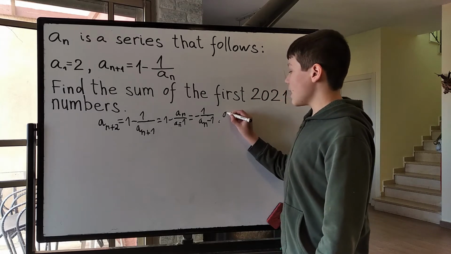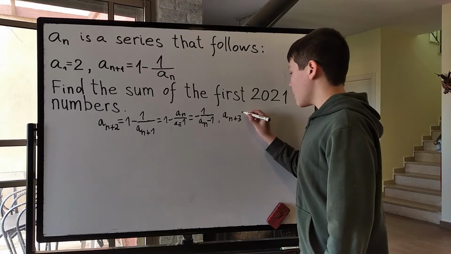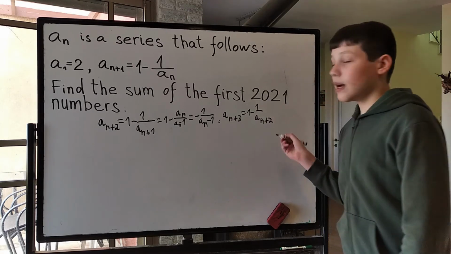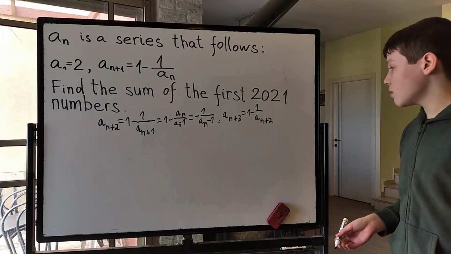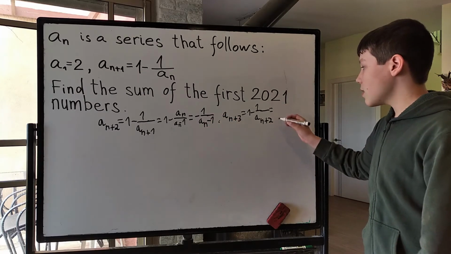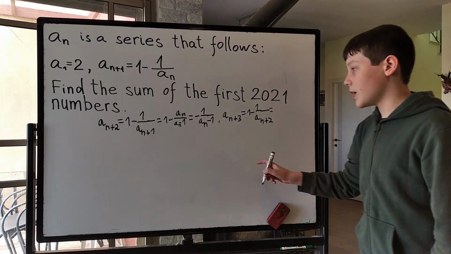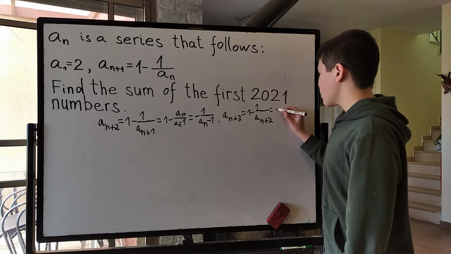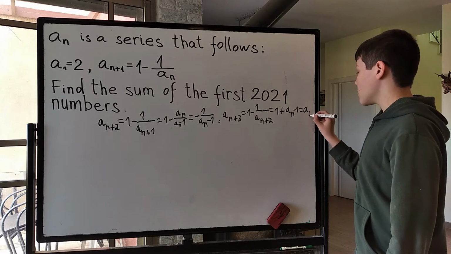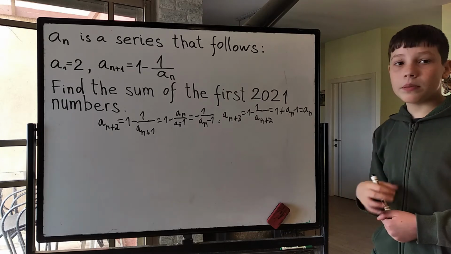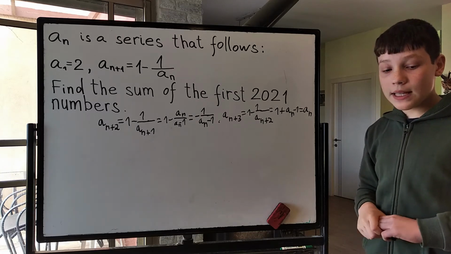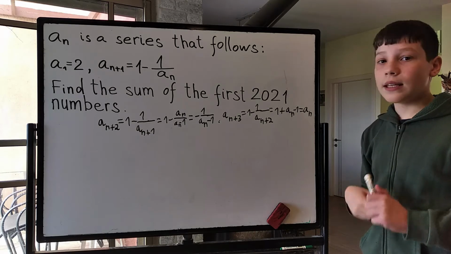So, AN plus 3 is 1 minus 1 over AN plus 2. Again, simply replace N here with N plus 2. And then what we get is 1 minus the reciprocal of this, aka 1 plus just the denominator here, because the negative and reciprocal cancel. So we get 1 plus AN minus 1, which is just what we wanted to find. So we got that AN plus 3 is equal to AN for any N, which means that we have a cycle of 3 values that keep repeating.